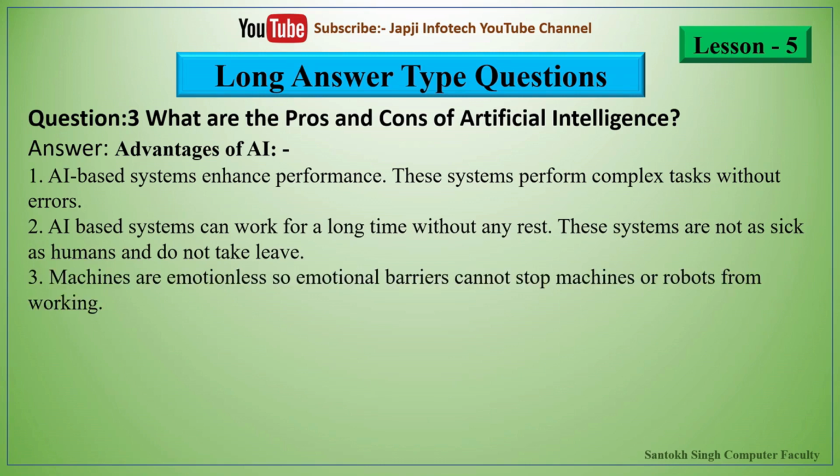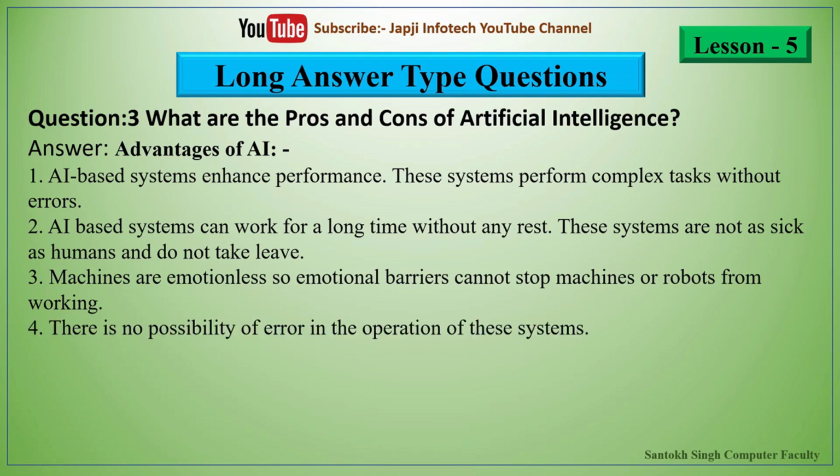Third one is machines are emotionless. So emotional barriers cannot stop a machine or robot from working. And fourth one is there is no possibility of error in the operation of the system.